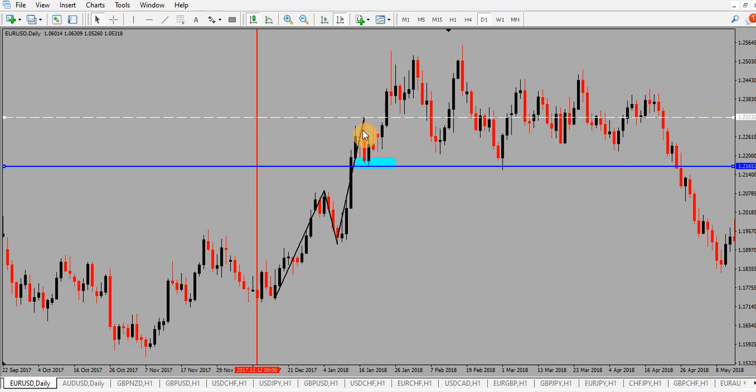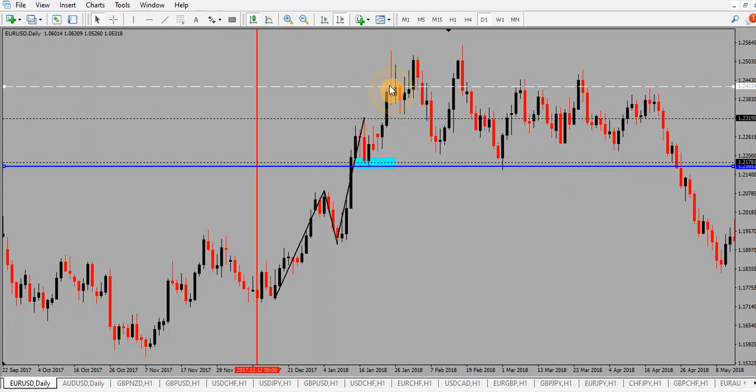price actually breaks our high, right, with this candle. So when it breaks our high, we are hoping and looking for price to come back to our level or zone to retest, right? So what is it that we do? We take this and put it to the highest level.